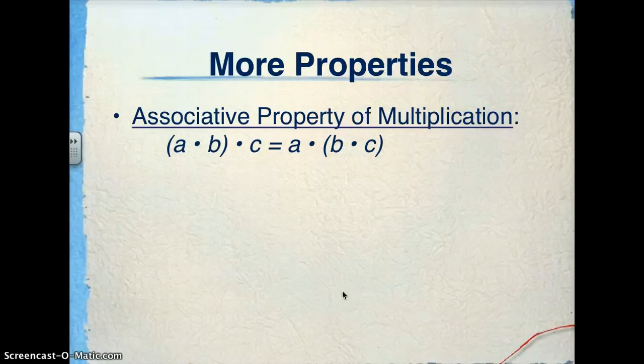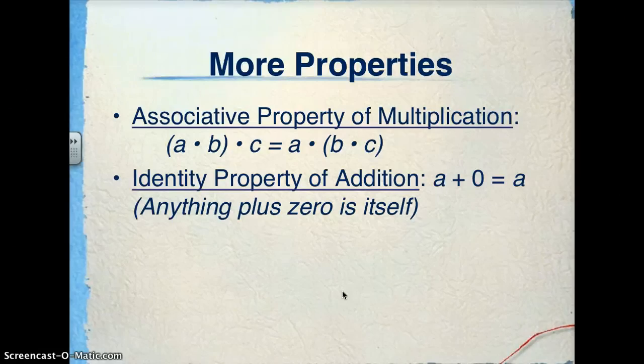Okay, so here we are at associative property of multiplication. So again, you're allowed to regroup when you multiply. You can put them in any order. The identity property of addition, this just says a plus 0 equals a. Anything plus 0 is itself. If you add 0 to something, it doesn't change its identity. Okay, it keeps who it was.